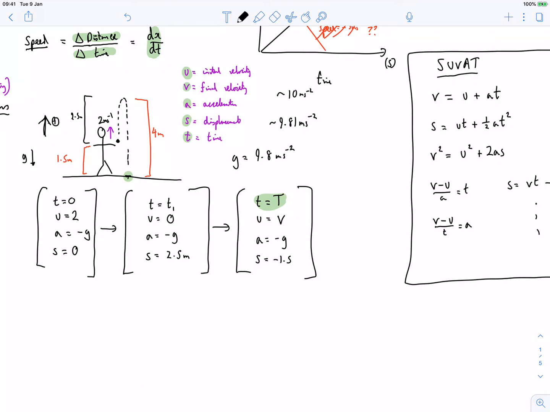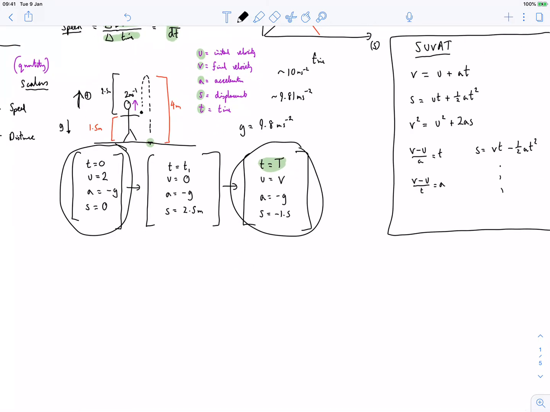So let's take two snapshots in time. Let's take the original beginning and let's take the end. So how would I solve this problem? How long has the ball been in the air? Well, let's write SUVAT and let's write down what we know.